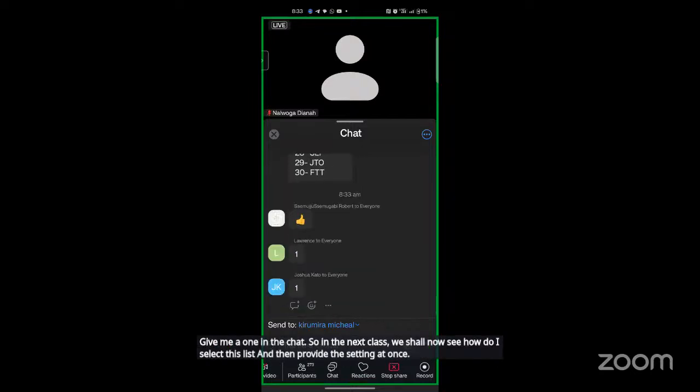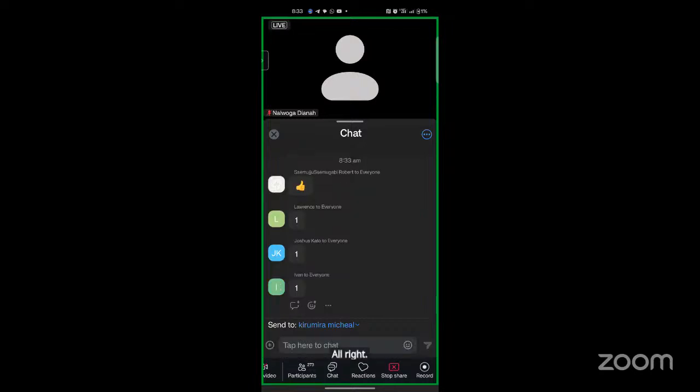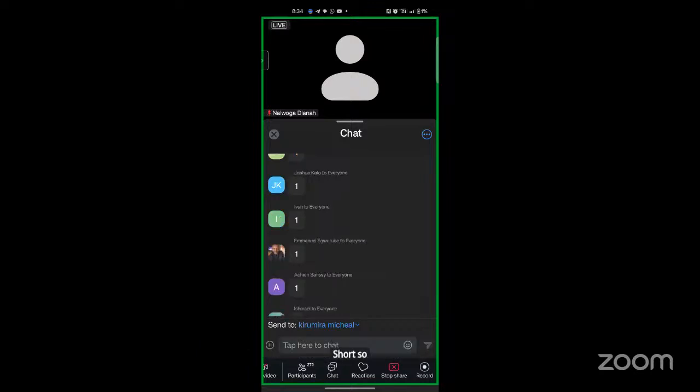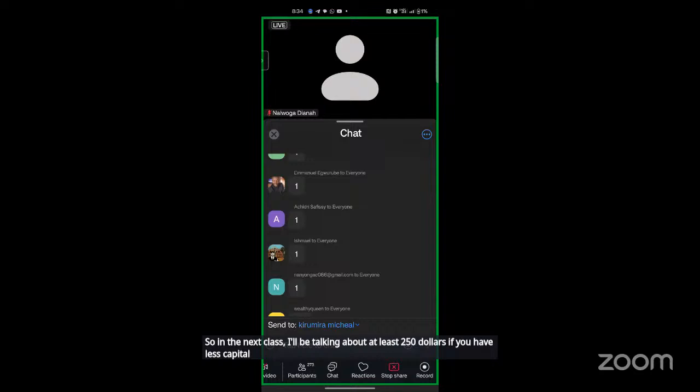All right, I provide the setting at once. If these coins don't have any buying opportunity, it's okay. I can maximize with the same capital in one shot. So in the next class, I'll be talking about at least $250. If you have less capital, we can look at your capital and come up with a setting, but it needs some good money to help you win it out.